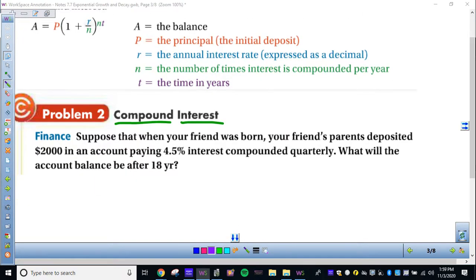So let's highlight the key information in this. They deposited $2,000. It's paying 4.5% interest. Compounded quarterly is also important. And then you want to know what it is after 18 years. So I'll give you a minute to write that down. As soon as you're done writing that down, do the little hand raise thing so I know that I'm not moving too fast. And I'll give you a minute to write.